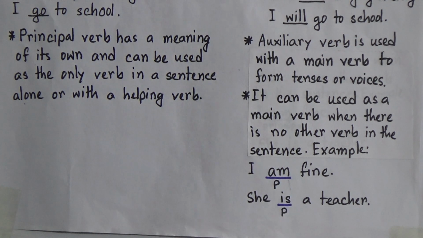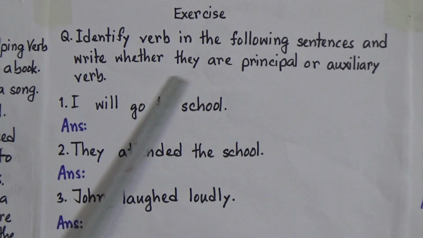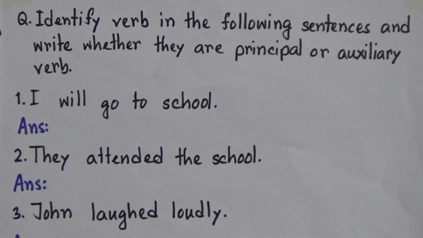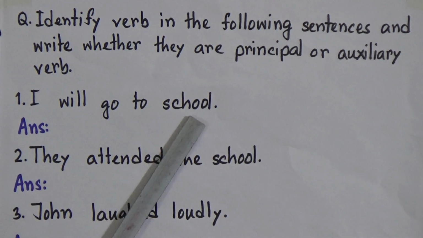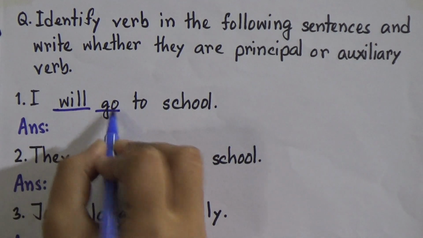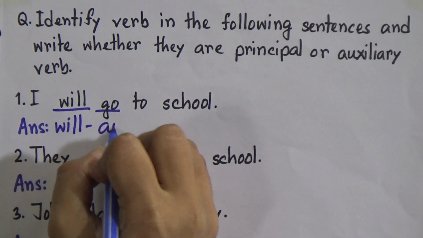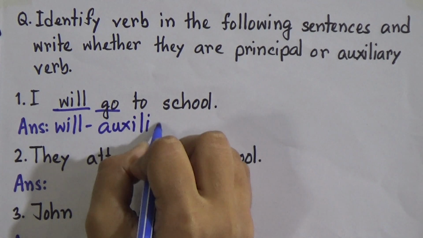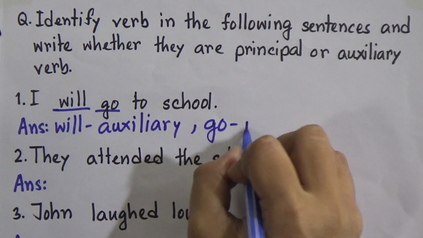Now we will go to exercise, and we will do exercises of verb. Identify verb in the following sentences and write whether they are principal or auxiliary verb. So at first we will identify the verb. How many verbs are there in the first sentence? Now look, number one, I will go to school. So now look, there are two verbs. So now will be auxiliary and go will be principal.